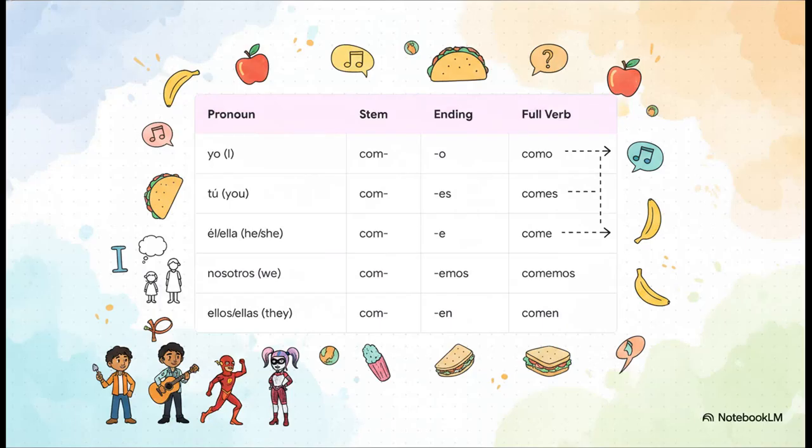Let's see this in action with comer, which means to eat. Okay, look at the stem, com. Notice how it never changes? For I, we add an O, so we get como, I eat. For you, we add es, making it comes. For he or she, it's just a simple e, come. When it's we, we use emos, comemos. And finally, for they, we add n, comen. You see that pattern? It's the same stem, just with a different ending for each person.